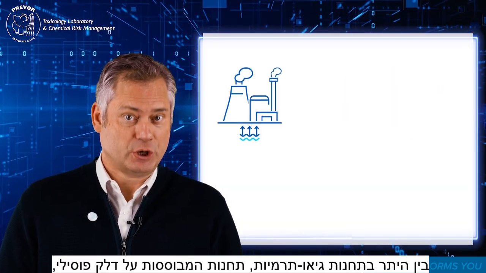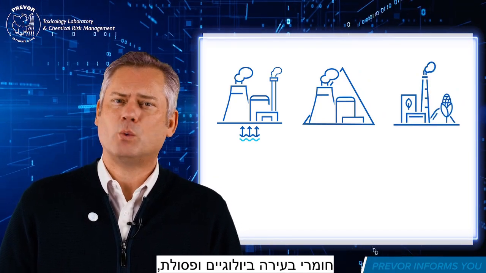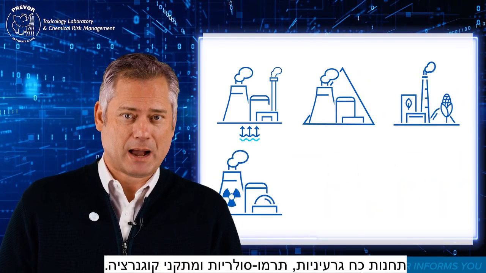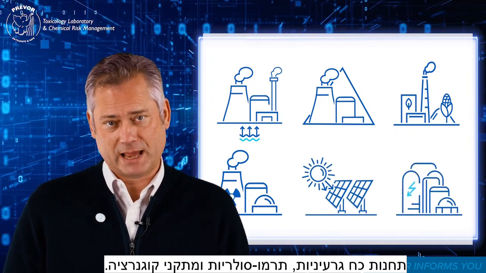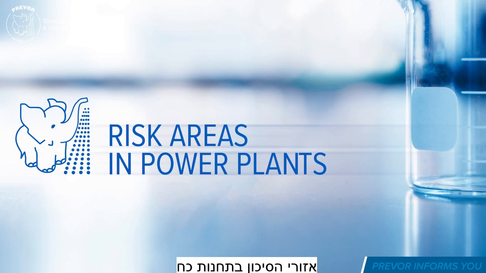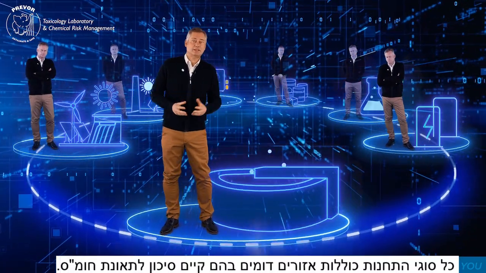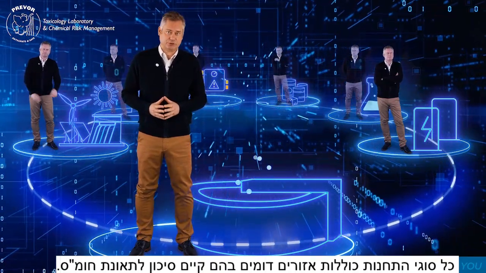It includes geothermal power plants, fossil fuel power plants, biomass or waste power plants, nuclear power plants, thermo-solar power plants, and cogeneration plants. All these types of power plant contain the same areas of risk of chemical projections.